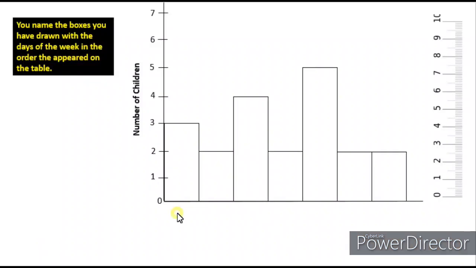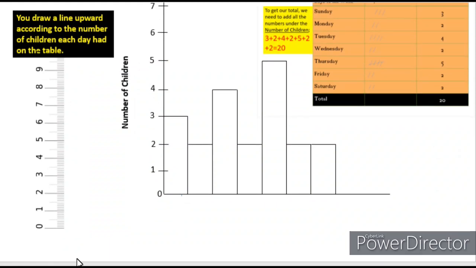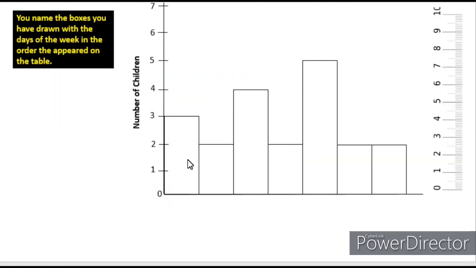So here this is going to be for Monday, Tuesday, Wednesday, Thursday, Friday, Saturday. Sorry, I started from Monday, but it's supposed to start from Sunday. So Sunday, Monday, Tuesday, Wednesday, Thursday, Friday, and Saturday. We are going to write the names under them, and there we go.